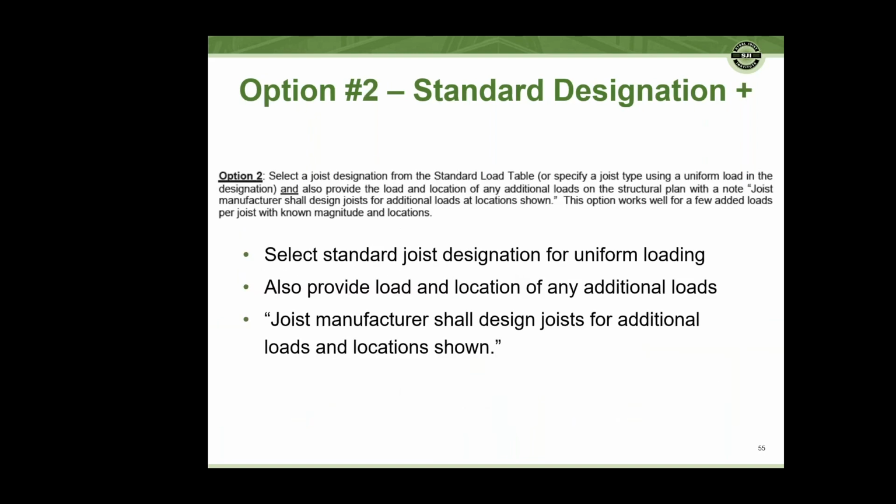Option 2 is taking that standard designation, and the standard designation covers the uniform loads, and then the note: joist manufacturer shall design joists for additional loads and locations shown. So that's giving the option, if you have maybe a rooftop unit with the exact loads and locations known, you can place that on the plans, add a note similar to shown here, and then the joist manufacturer will design for that standard designation or the load-over-load designation, and then in addition design for the additional loads shown on the plans for those locations and account for that.